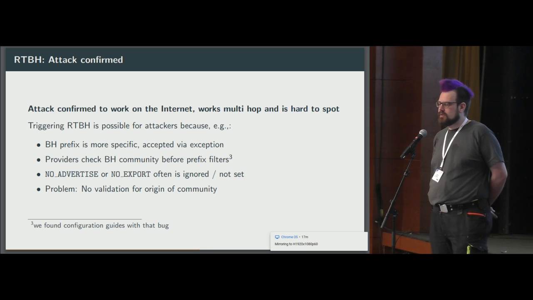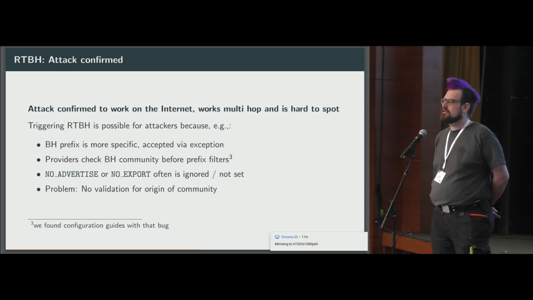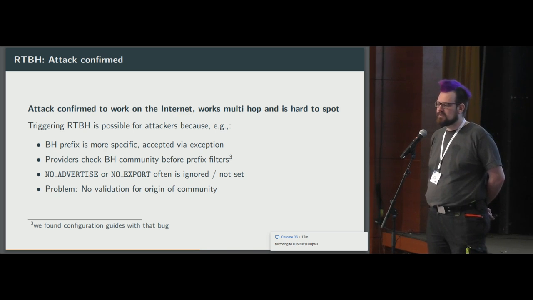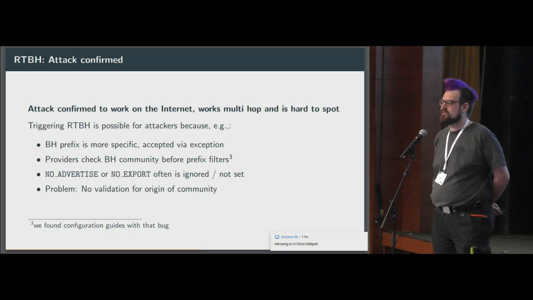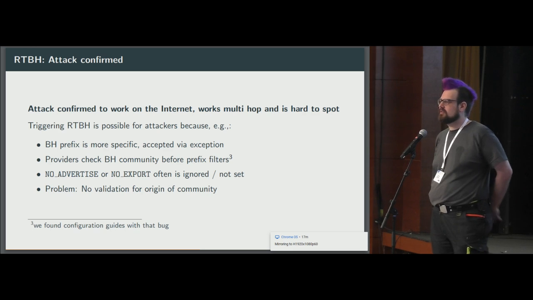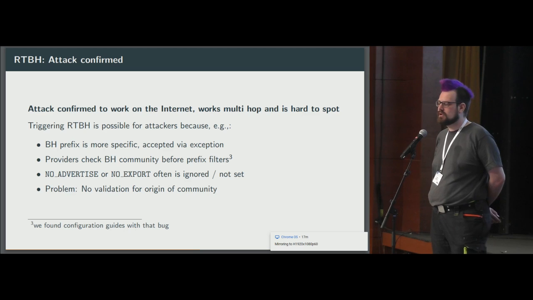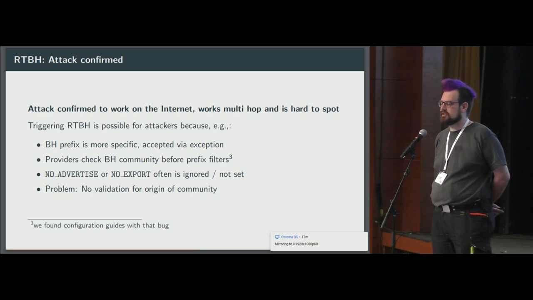So we were able to confirm this on the internet. It works multi-hop, and it's hard to spot because the community values are usually not monitored. Reasons for that we found: the blackholing prefix is more specific, so you need exception rules in your configuration to accept a /32, so essentially everything that's smaller than /24. And some providers check the blackholing community before applying any prefix filters. And we even found some configuration guides on the internet which had this problem, and they were the example configuration provided.